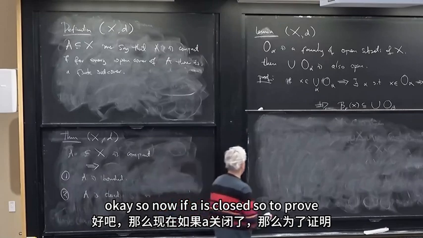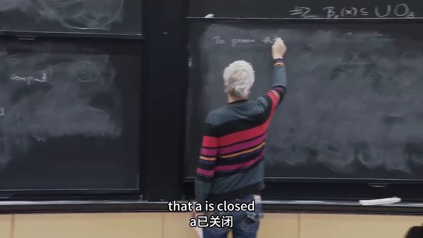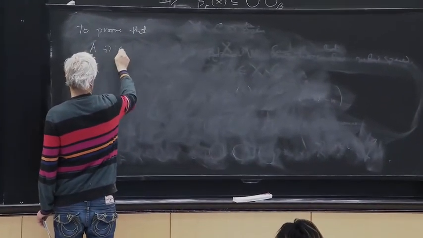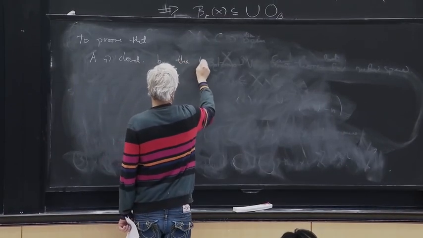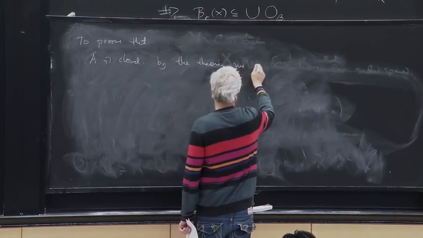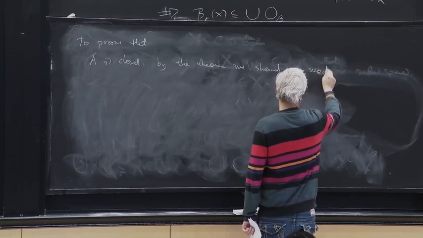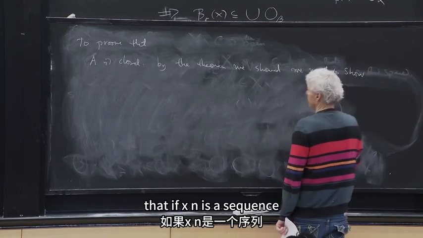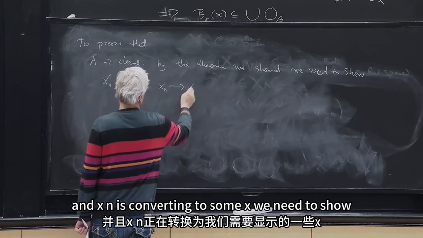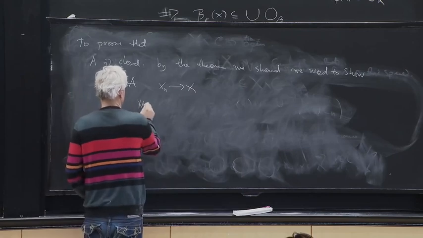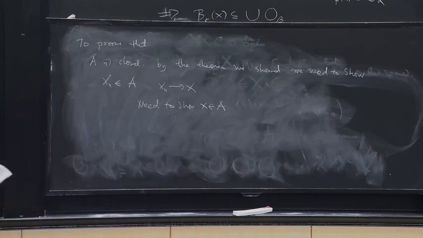Okay, so to prove that A is closed, by the theorem we proved earlier, we need to show that if xn is a sequence in A, and xn is converging to some x, we need to show that x is also in A, right?